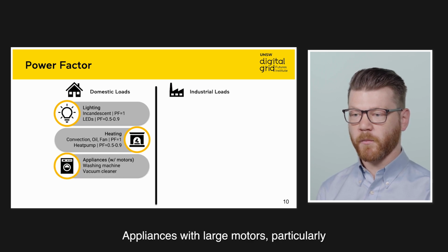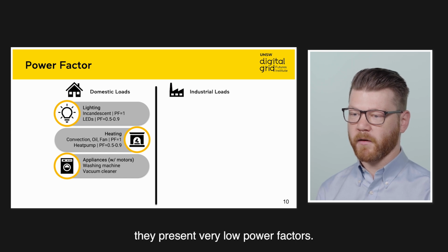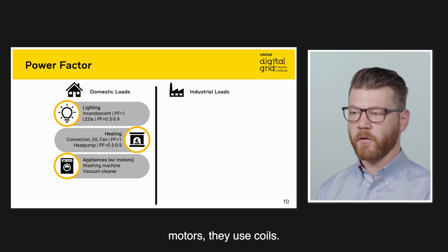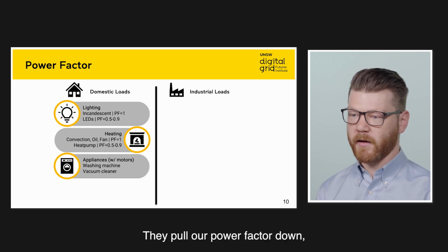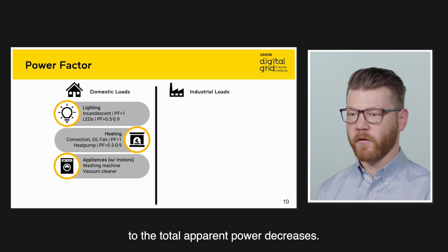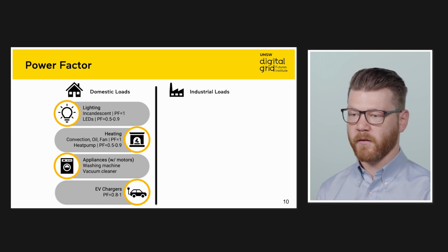Appliances with large motors, particularly washing machines or vacuum cleaners, present very low power factors, and this is because these motors use coils, and those coils look like inductors. They pull our power factor down because the proportion of real power to the total apparent power decreases.